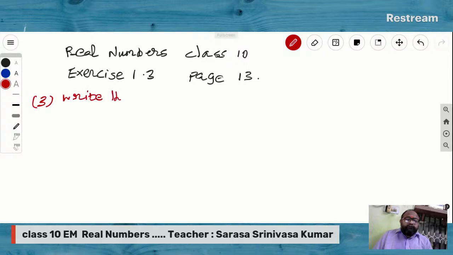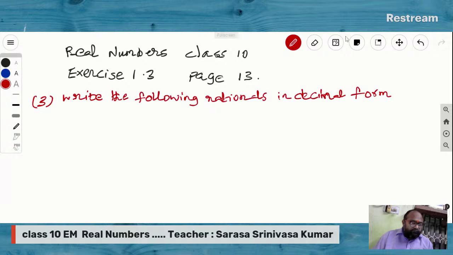Write the following rationals in decimal form. First problem.